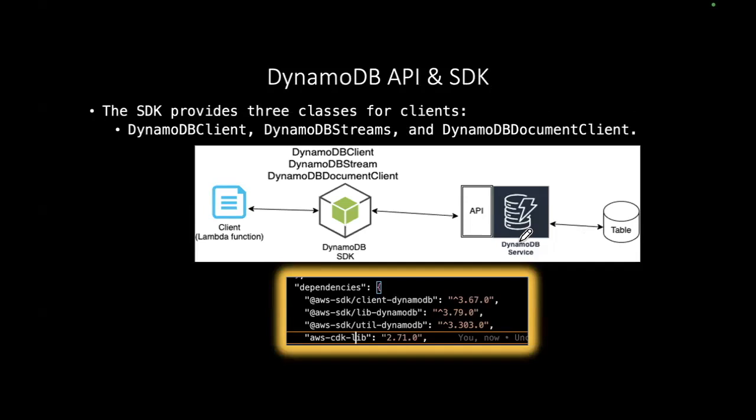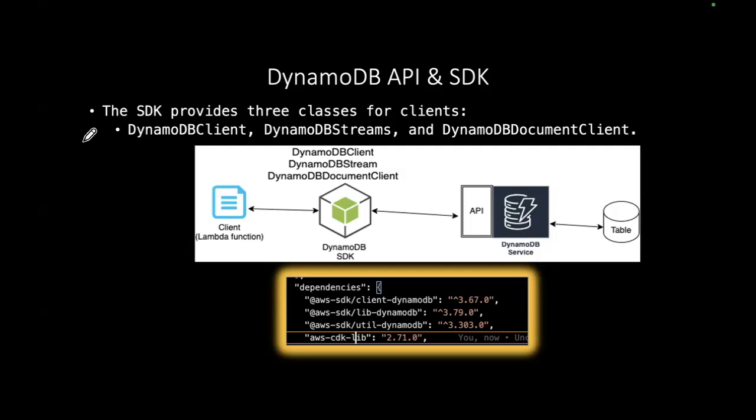DynamoDB, like every other service, has an API, a web API interface. That's how you communicate with it. And that web API has an SDK partnering it. So we use the SDK in our client's code. Our client code in our case will invariably be Lambdas.